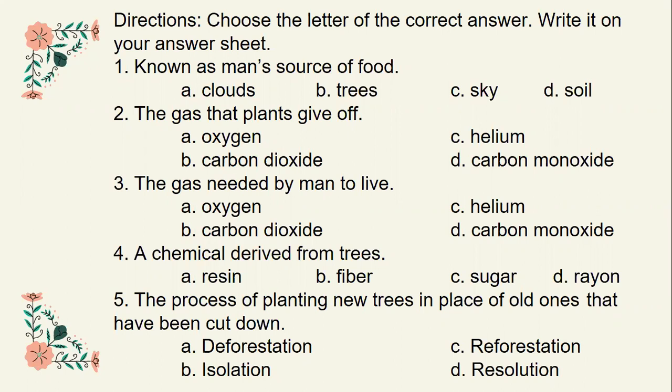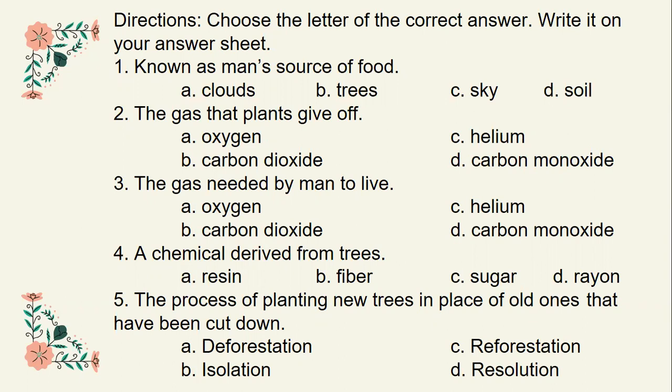Number 2, gas that plants give off. A, oxygen, B, carbon dioxide, C, helium, D, carbon monoxide. For 3, the gas needed by man to live. A, oxygen, B, carbon dioxide, C, helium, or D, carbon monoxide.